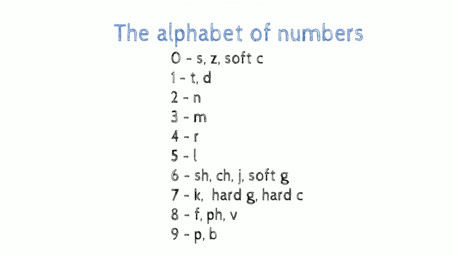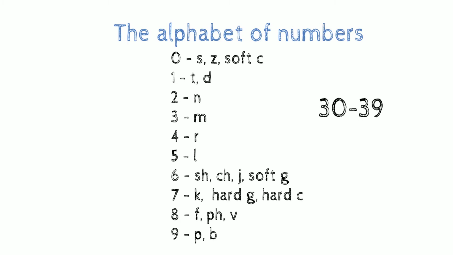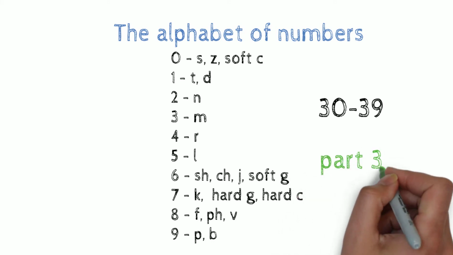Let's have a brief look at the alphabet of numbers. Our main focus of this video will be numbers 30 to 39. The number 3 will be the main focal point of this video in combination with the rest of the numbers. If you want to learn more about the alphabet of numbers, head over to part 3 of the series after this video.